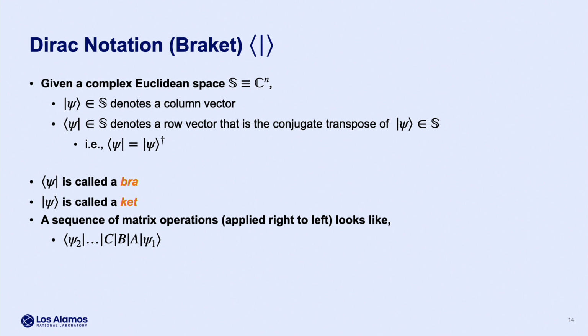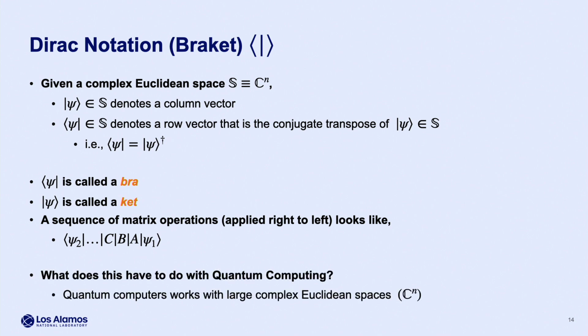That's where it comes from. And so when you look at a sequence of matrices applied to these vectors, you end up with a bunch of bars with the matrices in between, and the row and the column vector on the end. You multiply that all through, you end up with one number, right? So that's kind of what a sequence of operations looks like. And of course, they're applied right to left, which is maybe a little counterintuitive, but that's how the matrix algebra ends up working out. What does this all have to do with quantum computing?